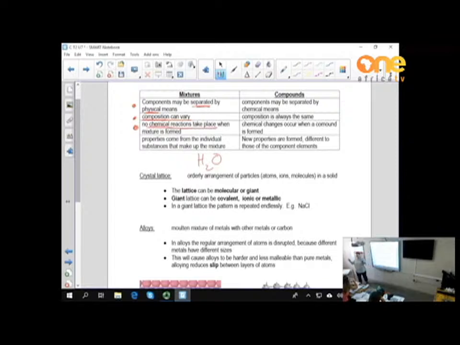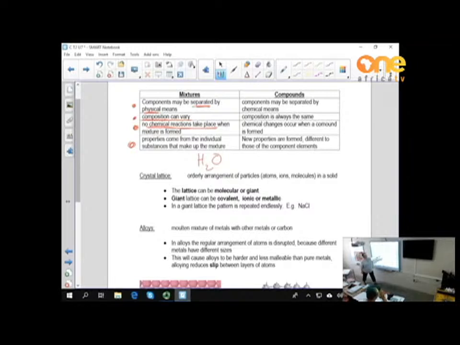In other words, will it become hotter or colder? The properties come from the individual substances that make up the mixture. If I have water and I have sugar, sugar is sweet, water is fairly tasteless, so if I add the sugar to the water, it gets a sweet taste. All right, which is a mixture of the two properties.